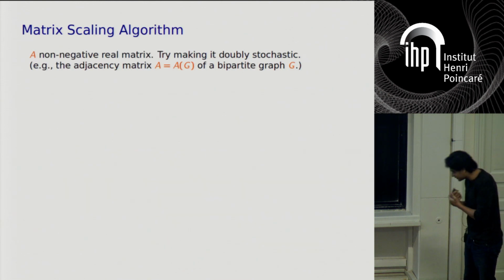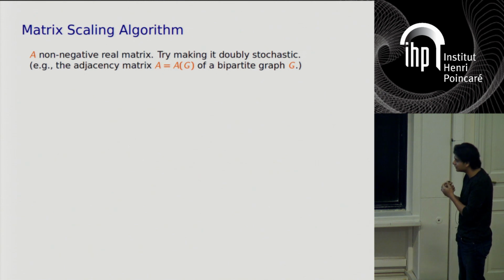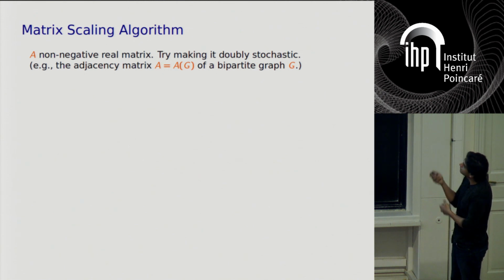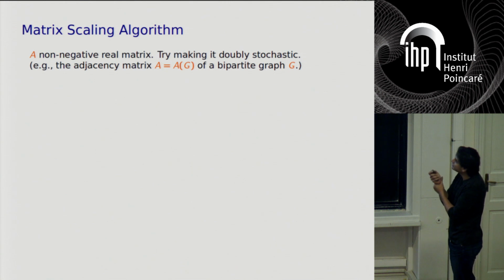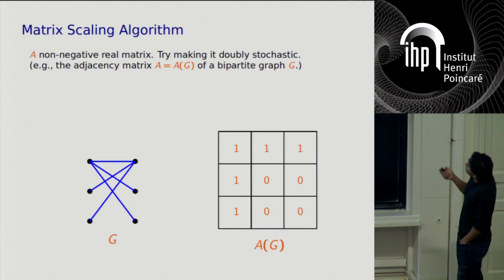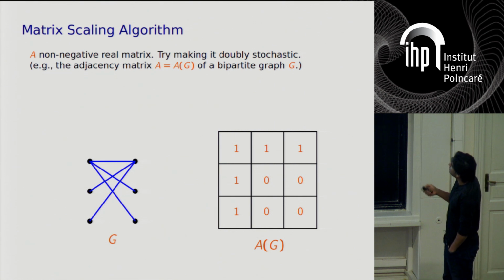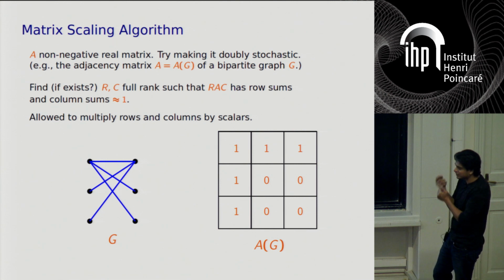Right, so this is called matrix scaling, and it's been known for a while. This is what we rely on to find those matrices R and C. Let's take an easy example. I have, say, the adjacency matrix of some bipartite graph. So here's my graph G, and here's an adjacency matrix, and I try to do basically the most naive thing.